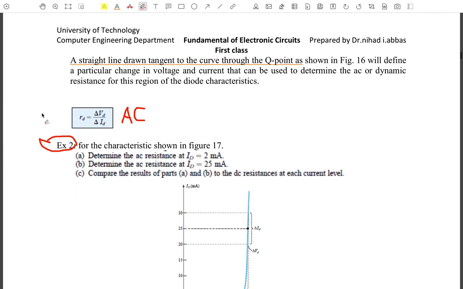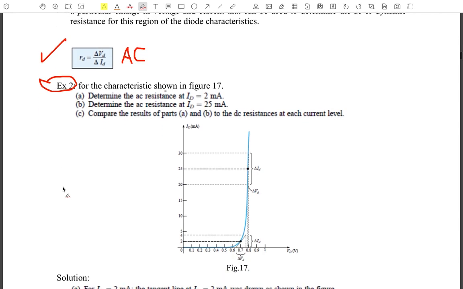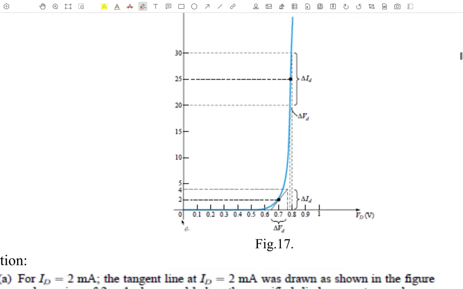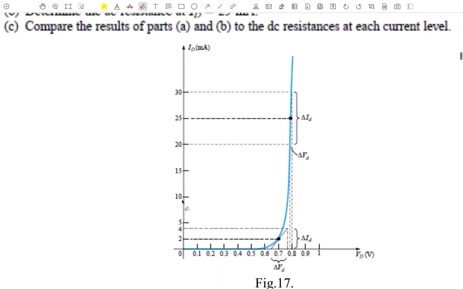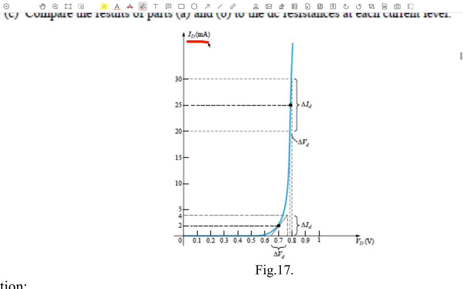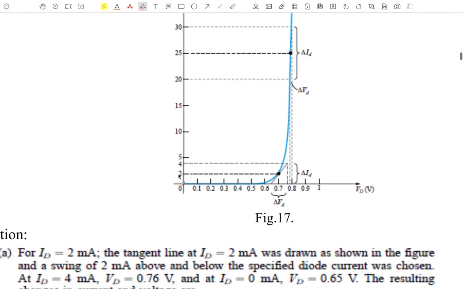This is changing. That means a change in voltage and a change in current. Let's take this example, the first one. It says determine the AC resistance at ID diode 2 milliampere. So this is 2 milliampere. Let's take 2. So this one is a 2.